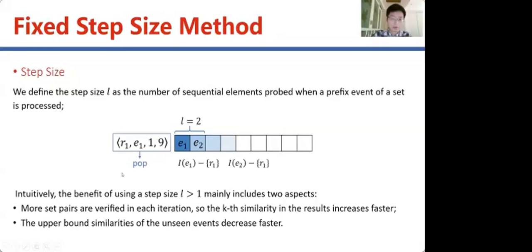The benefit of using a large step size includes 2 aspects. First, more set pairs are verified in each iteration, so the K-th similarity in the result set increases faster. Second, the upper bound similarities of the unseen events decrease faster.